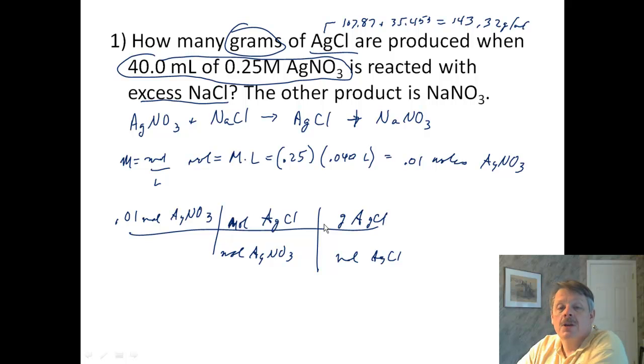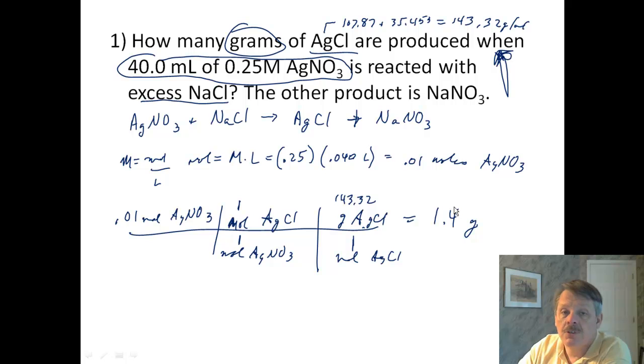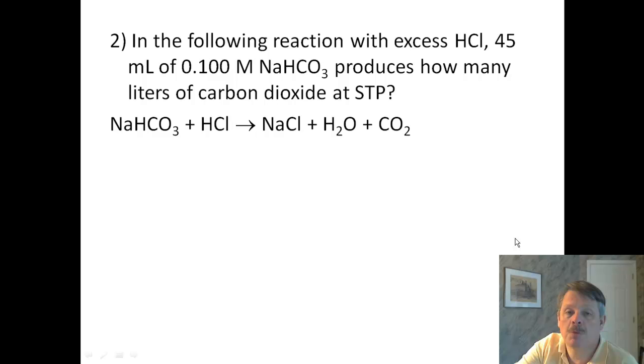Now, if I look at my equation, I'll notice all my coefficients are 1, so 1 mole of silver nitrate gives me 1 mole of silver chloride. And 1 mole of silver chloride, I had to figure out how much it weighs. That's way up here. So that is 143.32 grams in 1 mole. So now I multiply all that out, and I get 1.4 grams. Notice I only have 2 sig figs because I've got 2 sig figs in my problem right there. So my answer is going to have 2 sig figs. And this is grams of AgCl. Okay, that's that problem. Let's try another one.